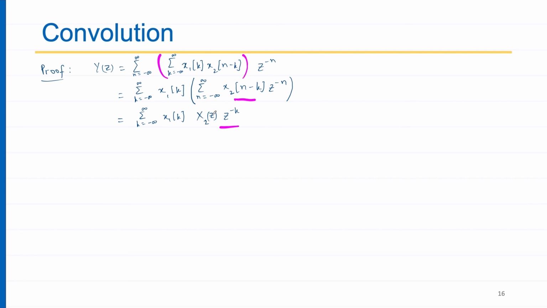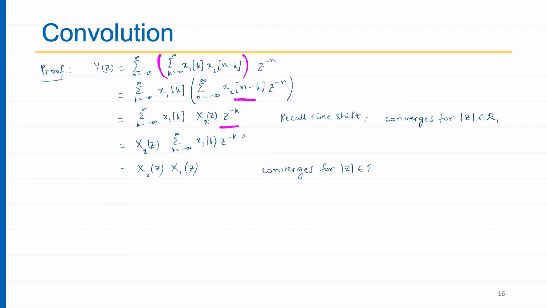Okay, now consider the next step, where basically you take X2 of z outside because it's not a function of k, and the remaining terms, you know this is simply X1 of z, right? This is simply by definition X1 of z.